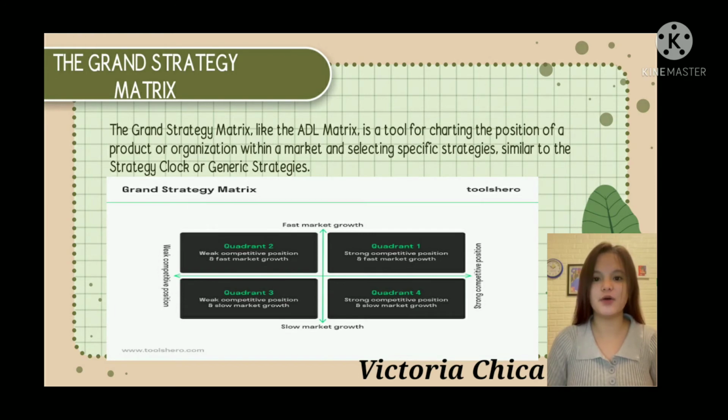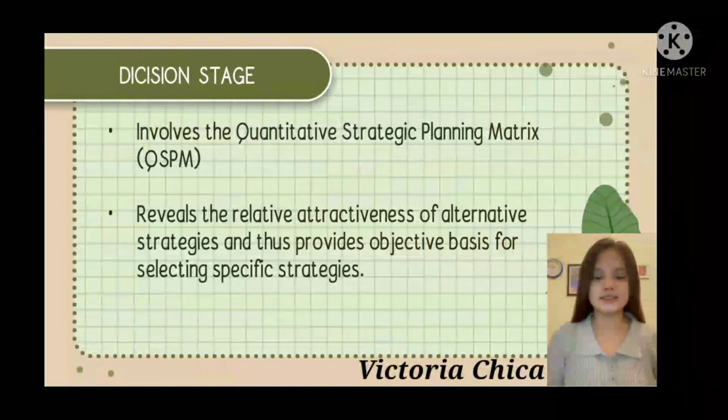This matrix offers feasible strategies for a company to consider, which are listed in sequential order of attractiveness in each quadrant of the matrix. Quadrant 2: market development, market penetration, horizontal integration, divestiture, liquidation. Quadrant 1: market development, market penetration, product development, forward integration, horizontal integration, and related diversification. For Quadrant 3: retrenchment, related diversification, unrelated diversification, divestiture, and liquidation. For Quadrant 4: related diversification, joint ventures.